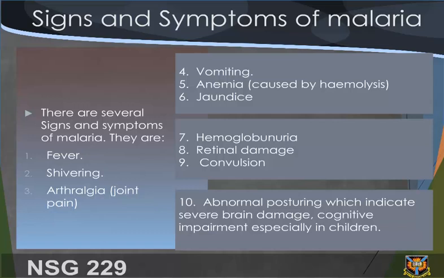Hemoglobinuria. 8. Retinal damage. 9. Convulsion. 10. Abnormal posturing, which indicates severe brain damage, cognitive impairment, especially in children.